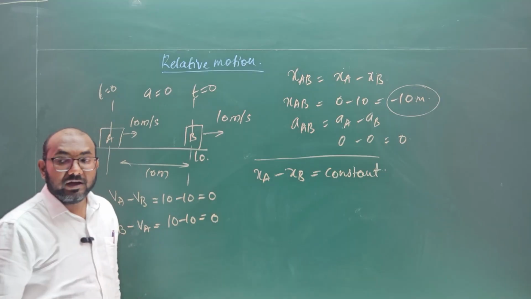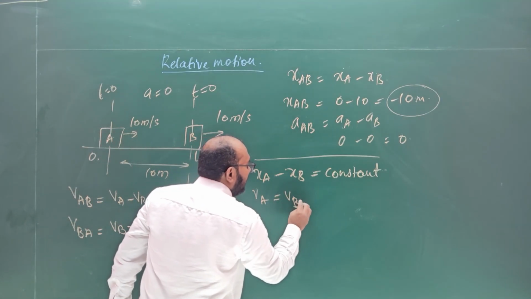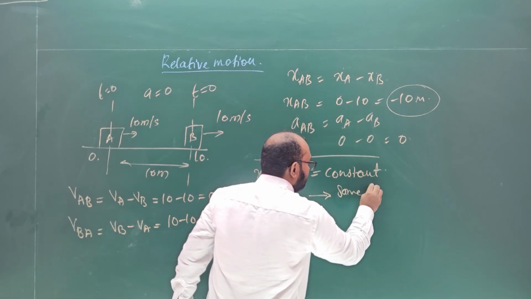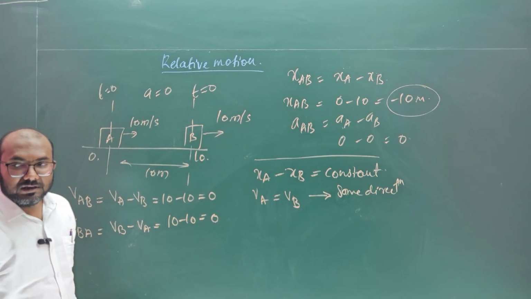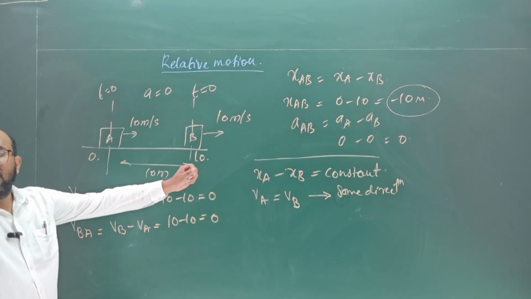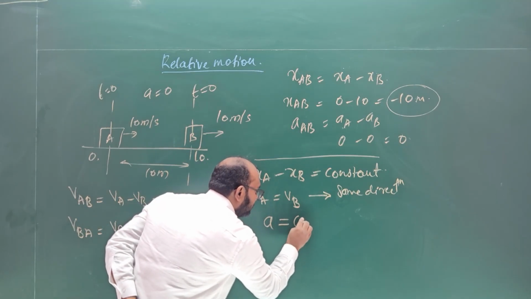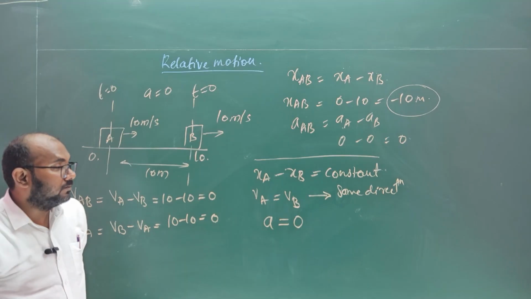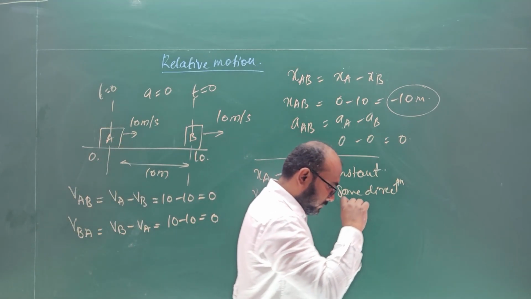In this case, why? What is happening? VA is equal to VB and both are moving in the same direction. XA minus XB is equal to constant. Or can I also say that A is equal to 0? Always think and tell me this one.